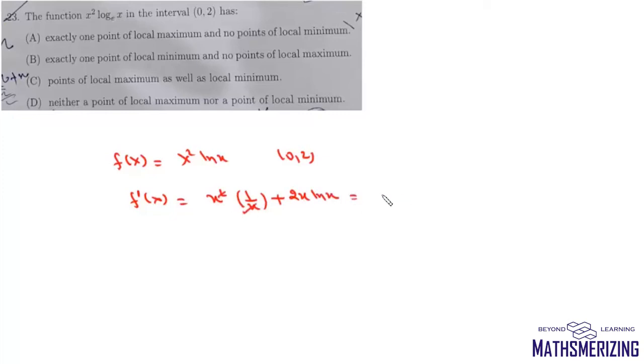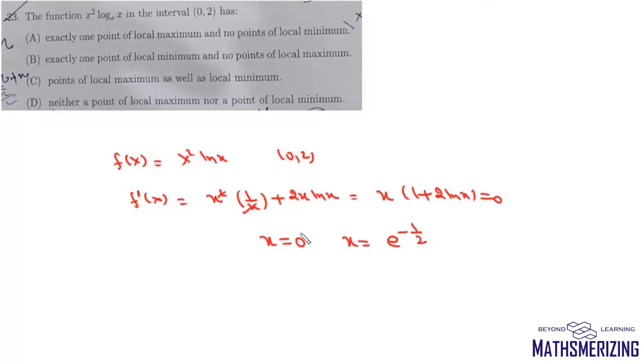Now the question is, this function x square into ln x in the interval 0 to 2 has. Now if this is f(x), which is x square log x between 0 to 2, we'll differentiate this to find its critical points. So we'll get x square times 1 by x, and then plus 2x log x. Now x and x will cancel. So we'll get this as x into 1 plus 2 ln x equals 0. So from here we get either x as 0 or x as e to the power minus 1 by 2.